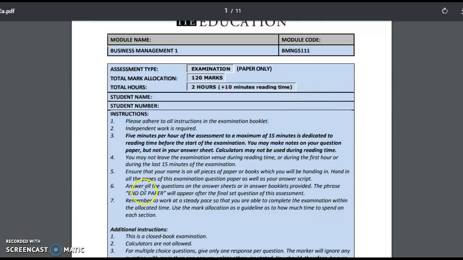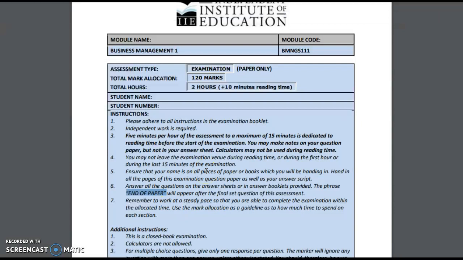Then, you will see at the end of your paper, there are the terms end of paper. This is very important. If you do not see this, your exam has not finished. Turn over the page and check there aren't any more questions. When we are nervous, when we are rushing through the exams, sometimes we think we're finished and there's 3 or 4 more questions that need to be answered, and we actually don't answer them and lose points.